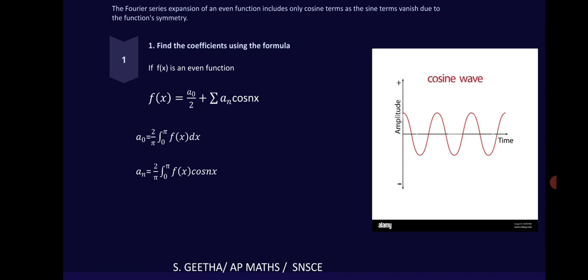The Fourier series expansion of an even function includes cosine terms, as the sine term vanishes due to function symmetry. Find the coefficients using the formula. If f of x is an even function, the Fourier series expansion includes only the cosine terms. So f of x will become a naught by 2 plus summation an into cos nx. Here a naught is calculated by the formula 2 by pi integral over 0 to pi f of x dx. And an is evaluated by the formula 2 by pi integral over 0 to pi f of x cos nx dx.